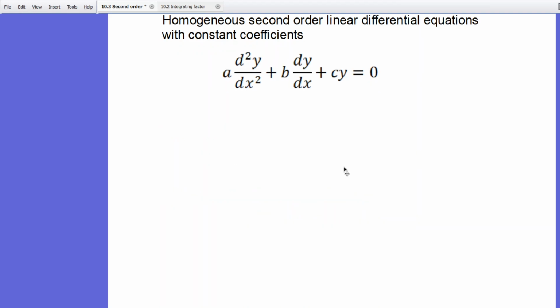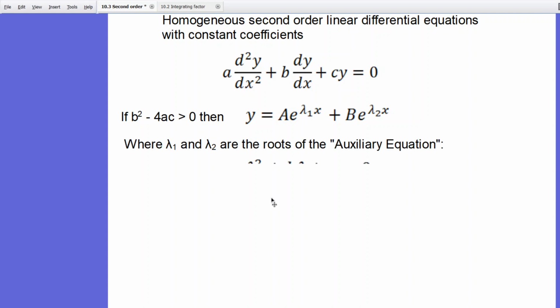So let's consider the first case, where the discriminant is positive. The two roots are both real, so we can write y is a e to the lambda 1 x plus b e to the lambda 2 x, where lambda 1 and lambda 2 are the two solutions to the equation. So we get some sort of exponential, possibly even hyperbolic behavior, and depending upon the values of lambda 1 and lambda 2, it's exponential growth or exponential decay.